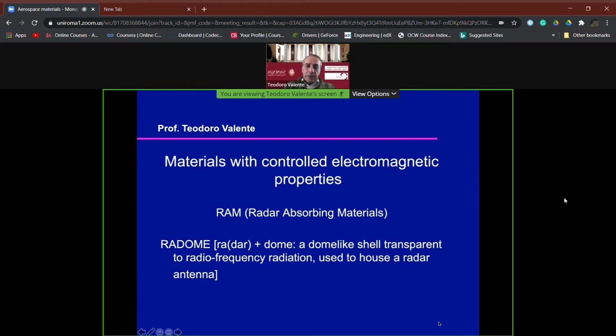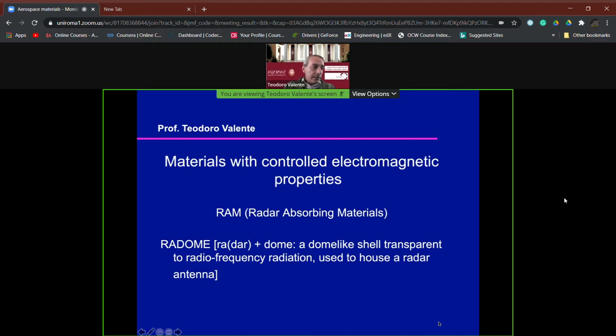This second term is a composition of radar, by suppressing the R, plus dome, and it indicates as a component a dome-like shell, which is not absorbing, like in the radar absorbing area, electromagnetic energy, but which is transparent to a selected radio frequency radiation, and which is usually used to house a radar antenna, for example, for a guidance system.